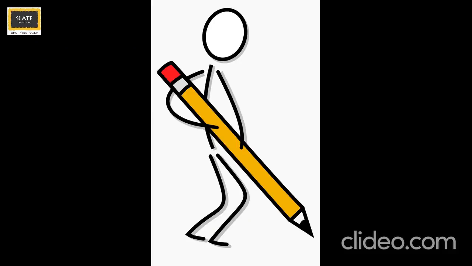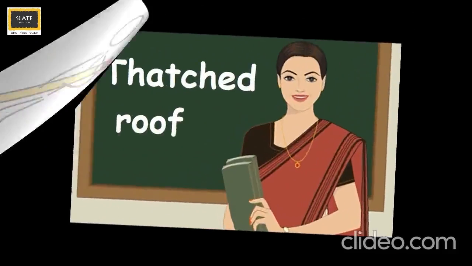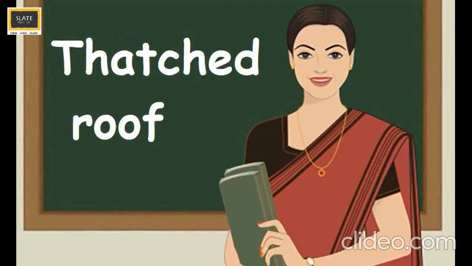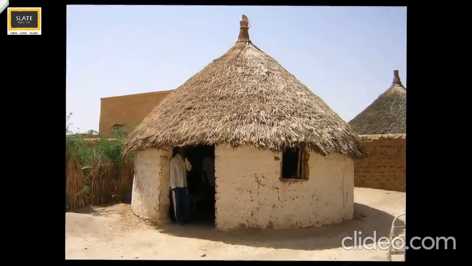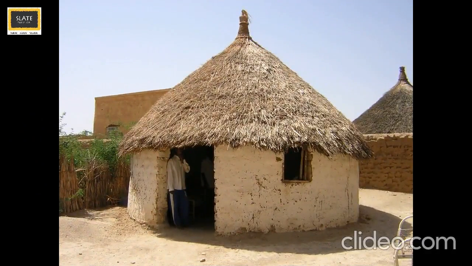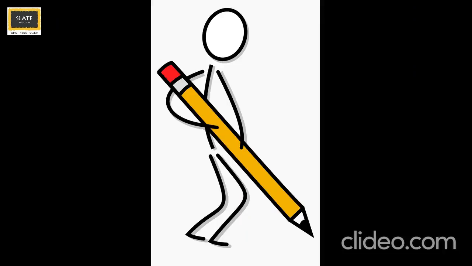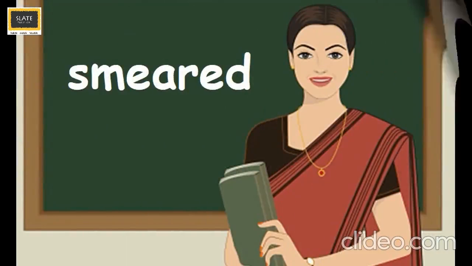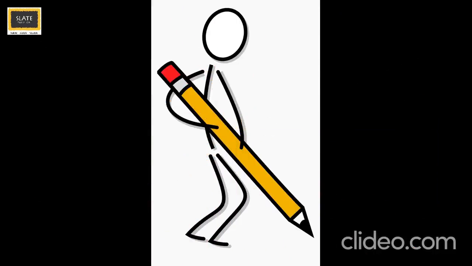Slaters, underline the word thatched. T-H-A-T-C-H-E-D, thatched. Roof, R-O-O-F, roof. It means roof made of straw. Also underline the word smeared. S-M-E-A-R-E-D, smeared. It means to coat something in a careless way. Underline the word kacha.